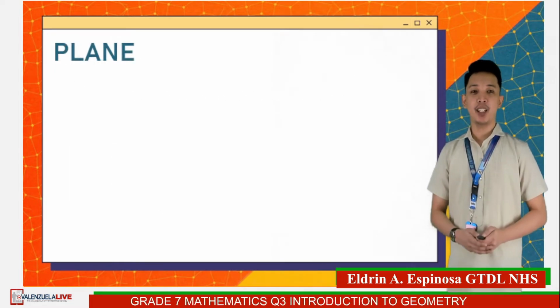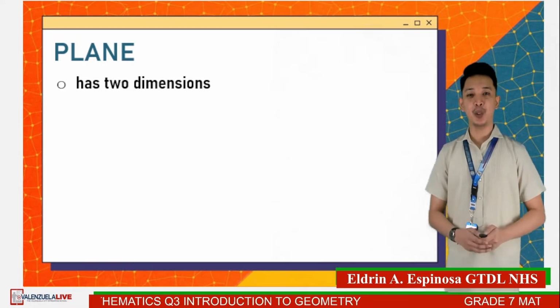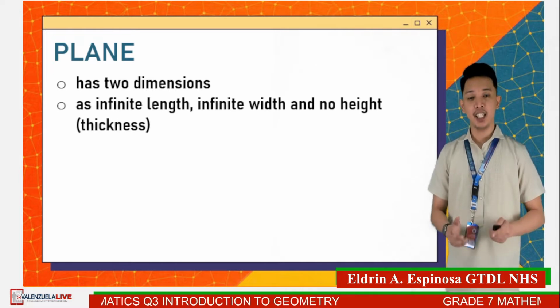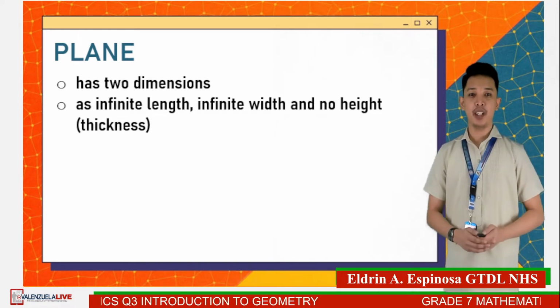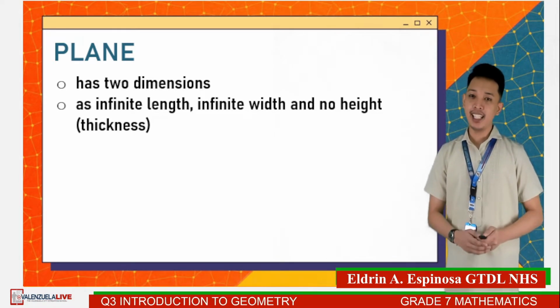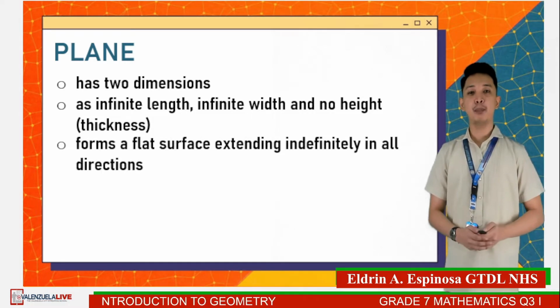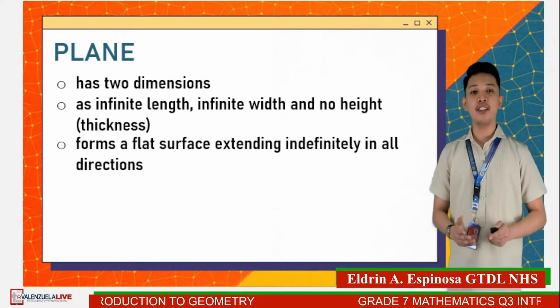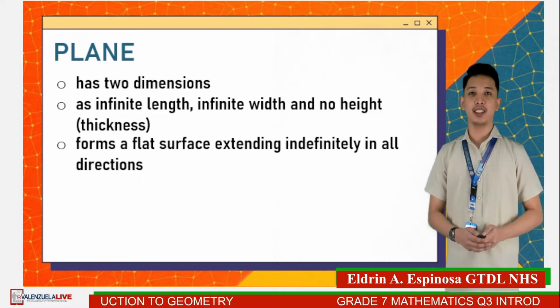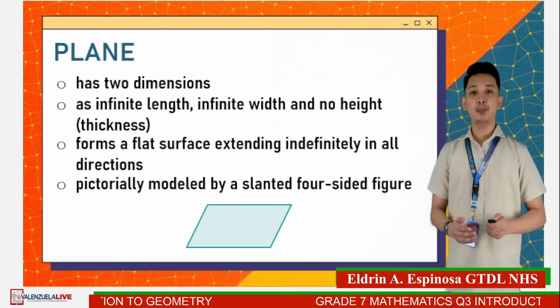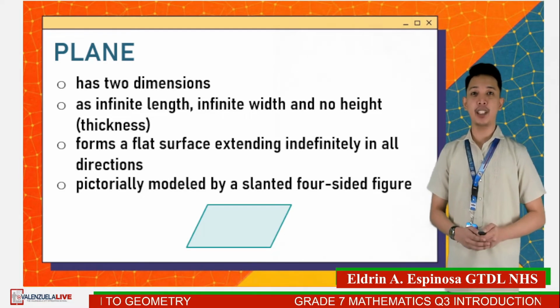Let us now proceed with the plane. Plane has two dimensions. It has infinite length, infinite width, and no height or thickness. It forms a flat surface extending indefinitely in all directions. It is pictorially modeled by a slanted four-sided figure.